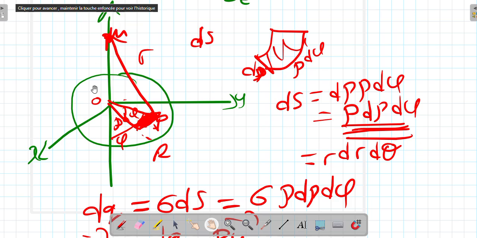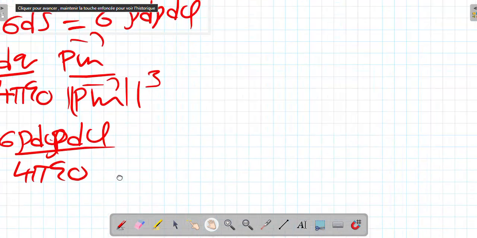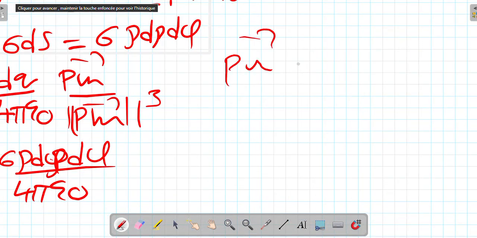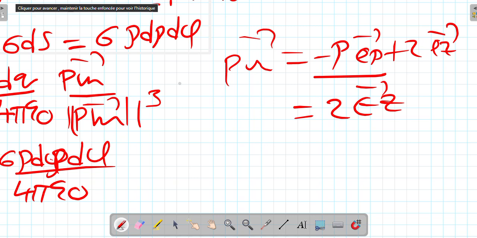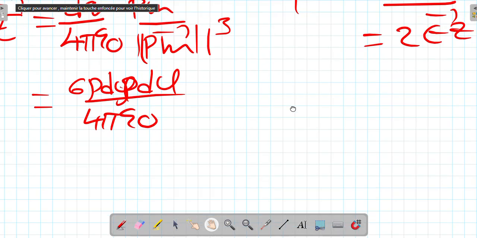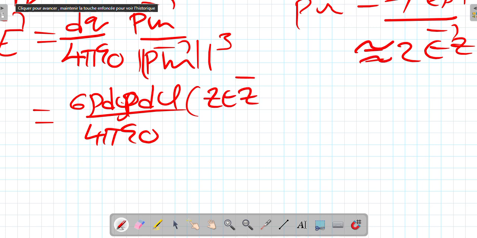Since we already know that our E is in the direction of Z, all other directions we ignore. So in as much as PM is equal to negative rho u_rho plus z u_z, this component you ignore it. Just say PM is equal to z u_z. PM is not equal to this, but because of the nature of the electrostatic field, you just say it's equivalent to z u_z.